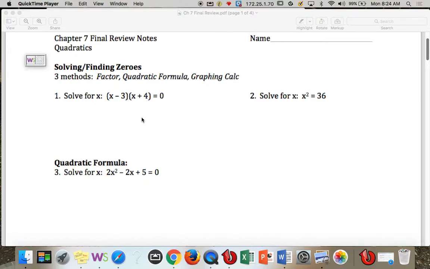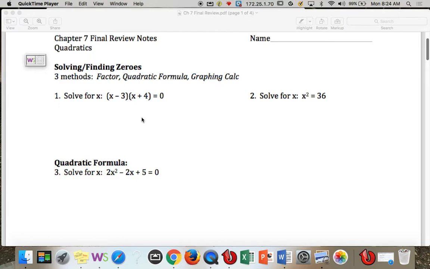In chapter 7, we looked at quadratics, finding zeros, and finding the vertex. So in this review, the first step is we're going to look at how you can find zeros. There are several different methods. We're going to start with factoring first.